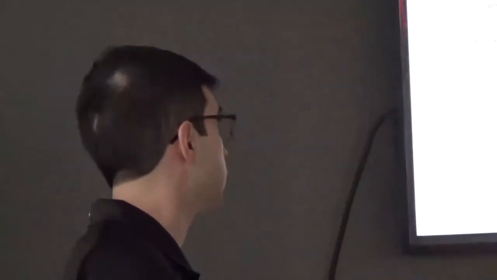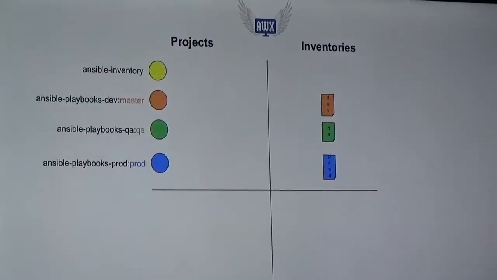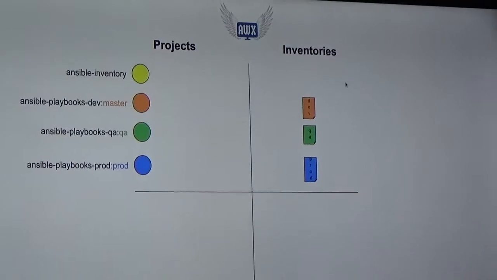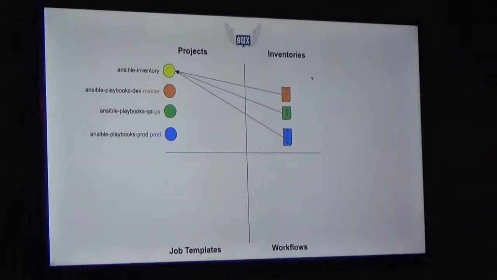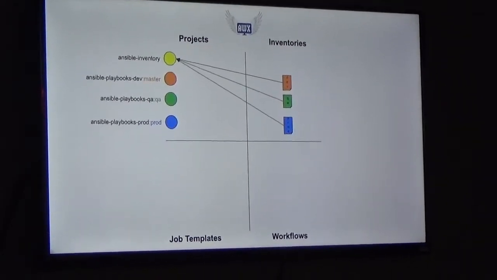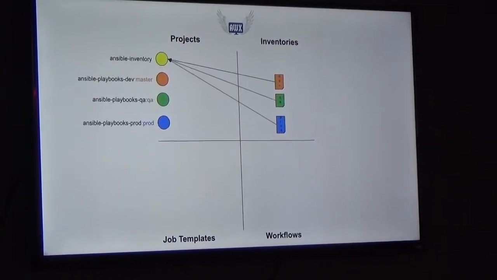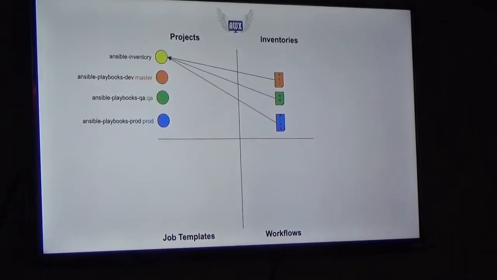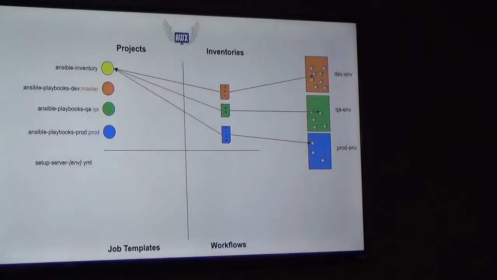Inventories. Nothing too special here. We're going to create one inventory per environment, one for dev, QA, prod. AWX has the feature that your inventories can actually be coming from a project. And so these inventories are actually going to be defined in the Ansible inventory project and through those files that I showed you earlier. And just to reiterate, they point to the correlating environments.